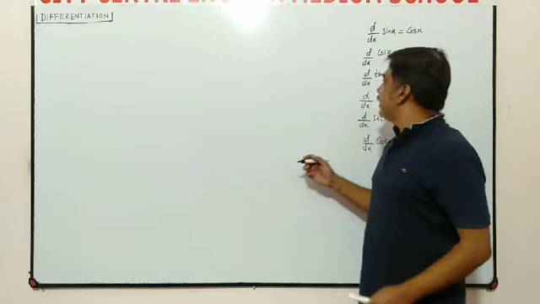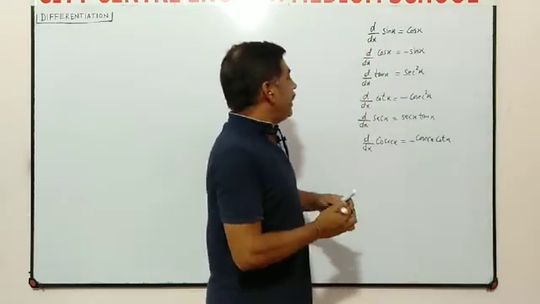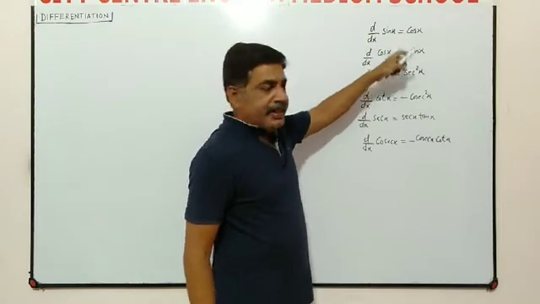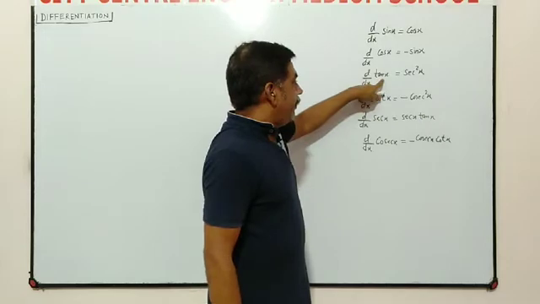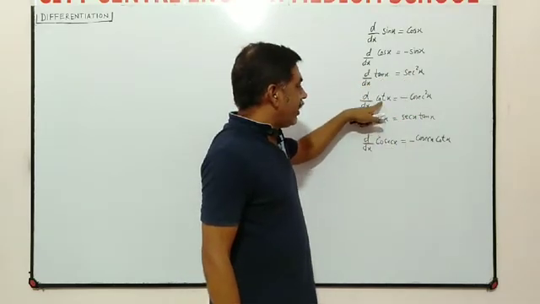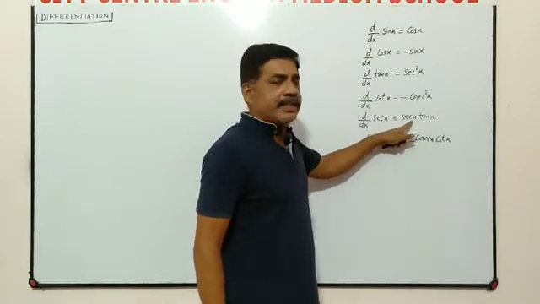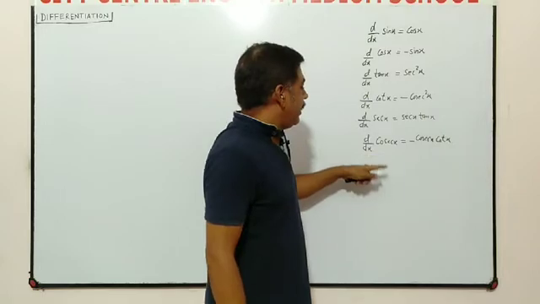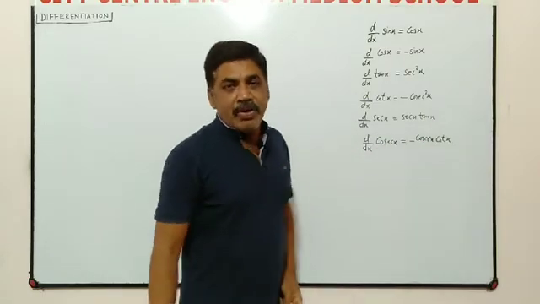So their differentiations are: differentiation of sin x is cos x, differentiation of cos x is minus sin x, differentiation of tan x is sec square x, differentiation of cot x is minus cosec square x, differentiation of sec x is sec x into tan x, and differentiation of cosec x is minus cosec x cot x.